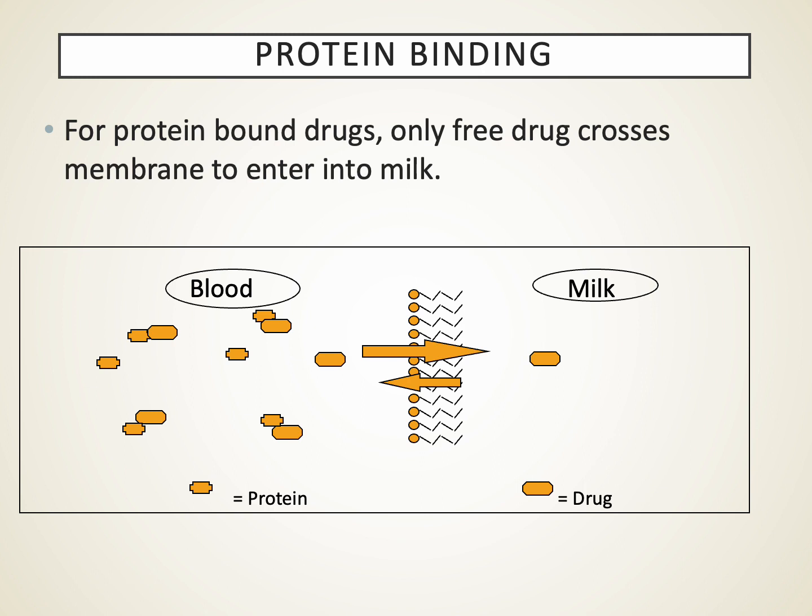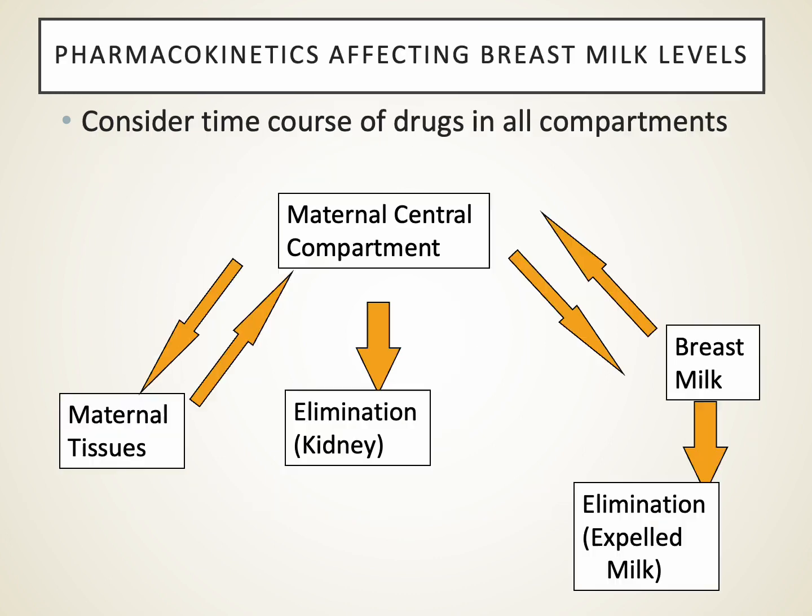Other things we think about is whether the drug is protein bound. If it's highly protein bound, a lot of it won't get into breast milk. We also think about the distribution of drugs from maternal tissues through the blood, ultimately into breast milk, and then expelled into the infant. So we're really thinking about the infant's exposure to the drug that is in the breast milk. That's really the issue. So there's a few things we're going to think about there.